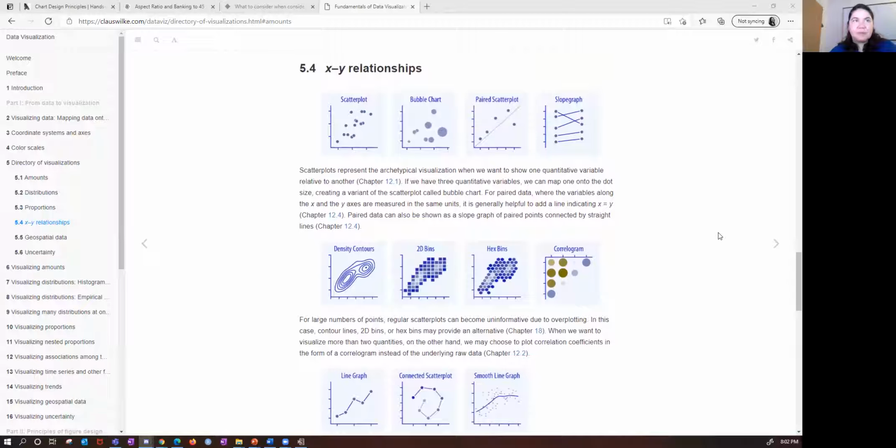XY relationships are our scatter plots and things that are spurred off of those. So that is when you have two different number sets. So when we were talking about the issue with having a dual axis, usually that's because you have two different types of numbers going on. This is probably what you were actually supposed to be doing instead of that.